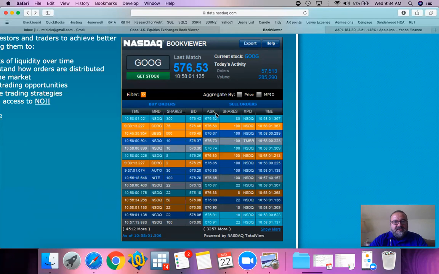Now, the ask price is the price that you are willing to sell, or traders are willing to sell. So this trader right here is willing to sell 80 shares at 576.52. This one, 100 shares at 58. So if you wanted to sell, you could actually write down your price, and then notice how these prices are going up. So it's more and more expensive, and there are 3,357 more available.